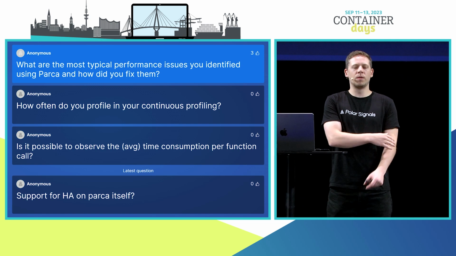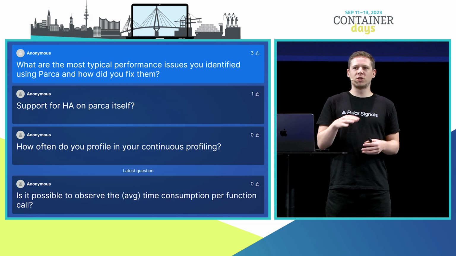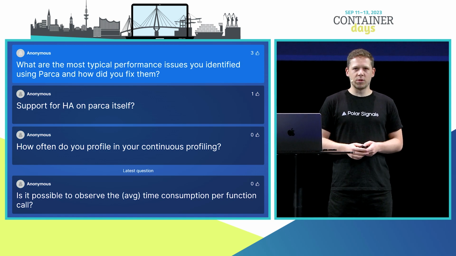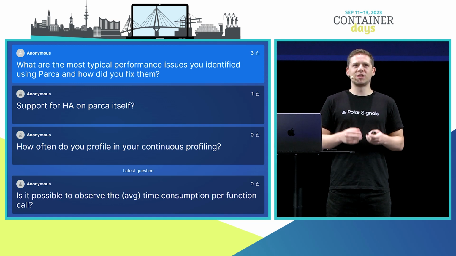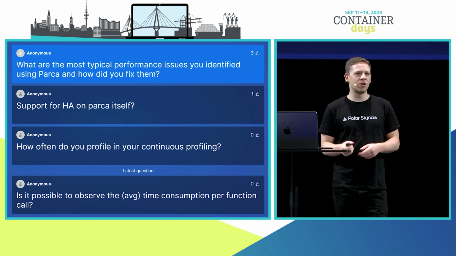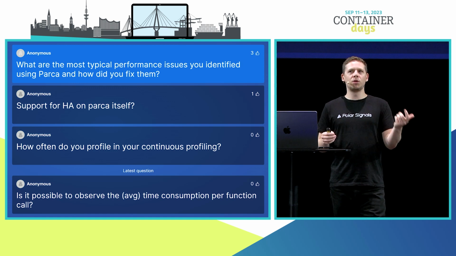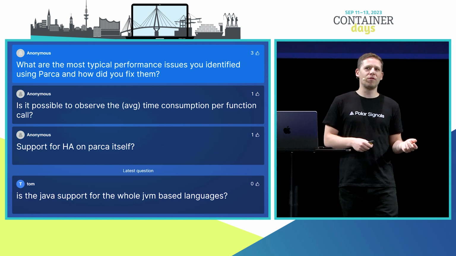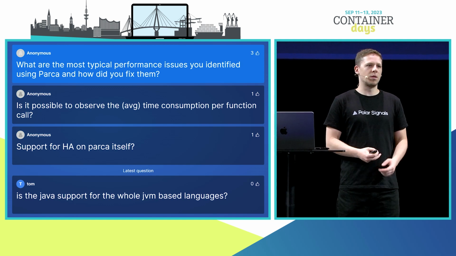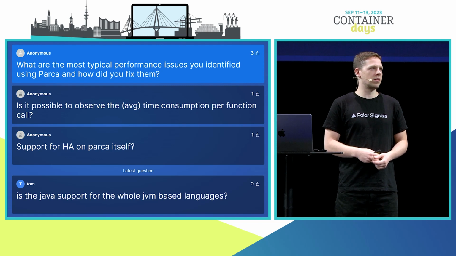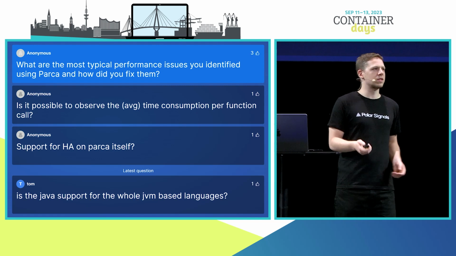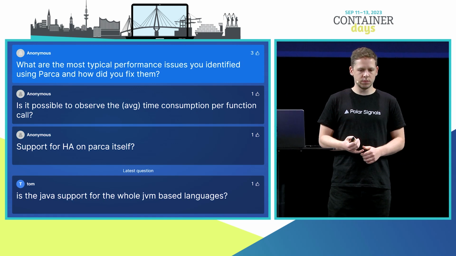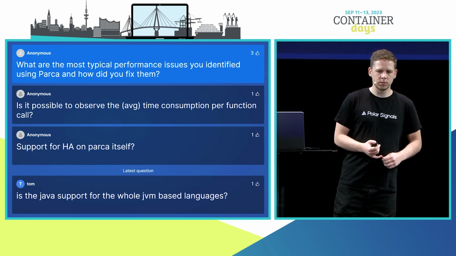Like, yeah, the L1 caches in CPU are super performant, and then you have the random memory that you can access, but the amount it is slower actually shows up in profiling data. So every time you see some memory allocations, even in CPU profiles, that's a good sign to go into those memory allocations and tackle those, like allocate upfront, things like that. Great. Another question: is it possible to observe the average time consumption per function call?